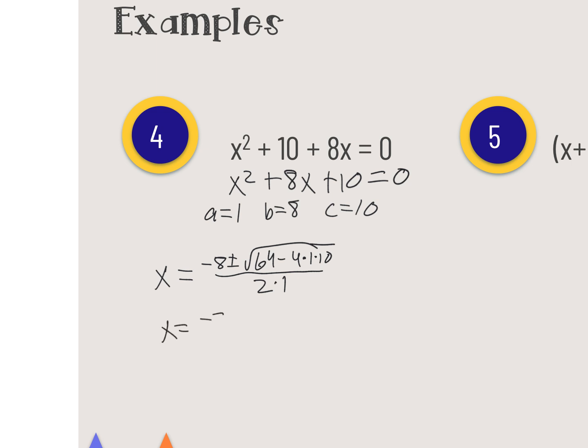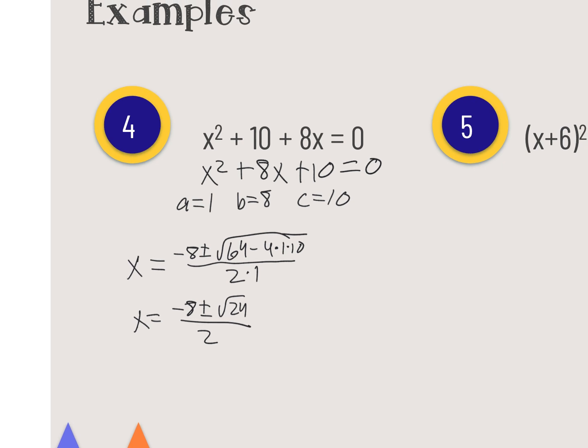And then we get negative 8 plus or minus the square root of 64 minus 4 times 1 times 10, which is 40. And 64 minus 40 is 24, and then over 2. All right, and then the square root of 24, can that be simplified? Yes, it can. It can simplify into 4 and 6, right? And 4 is a perfect square, 6 is not. So we get 2 square root of 6 over 2.